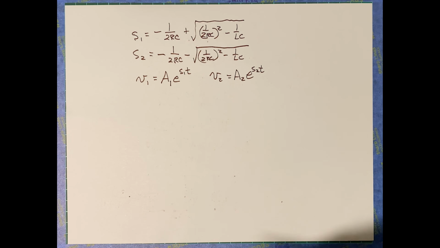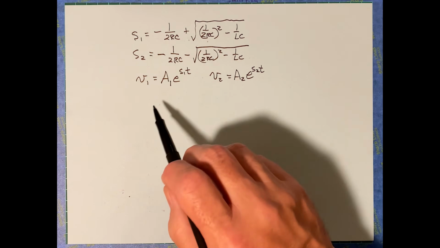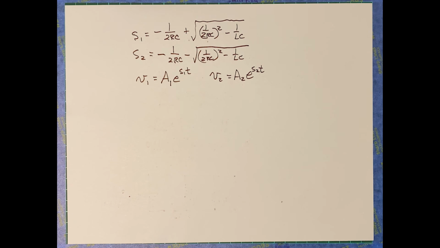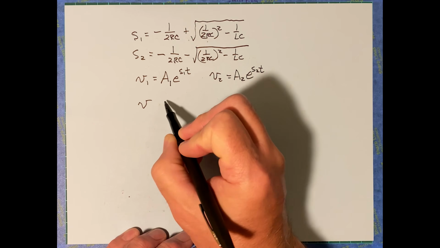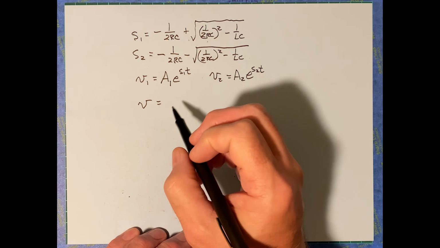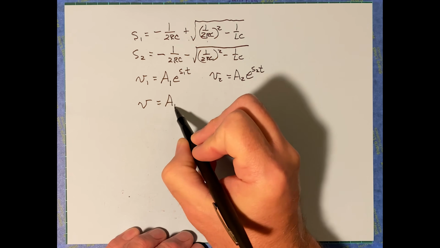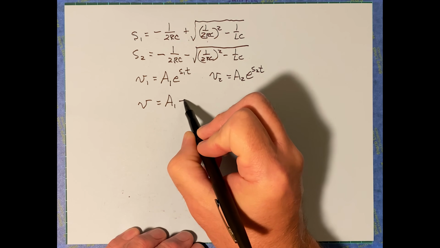Now, from ordinary differential equations, there is this idea that if you have two solutions that work, then you can write a more general form of that solution as a linear combination. So a more general solution to our second order differential equation is just going to be the sum of these two things.